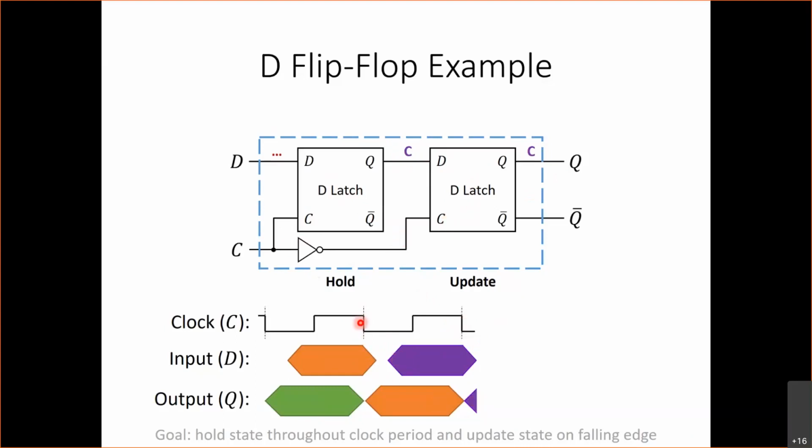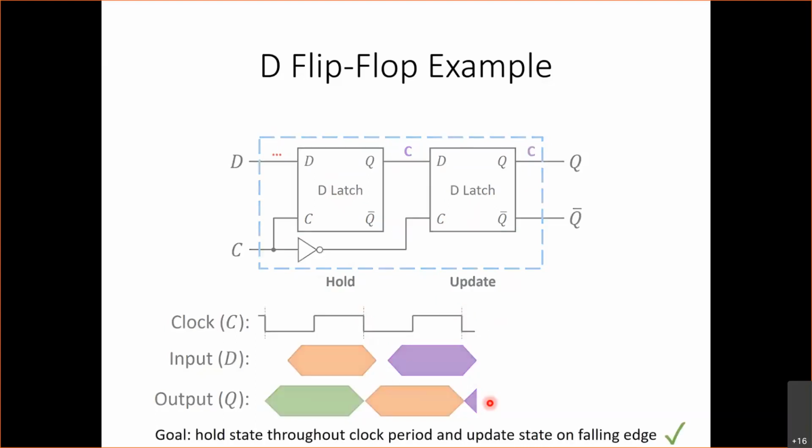So here at the falling edge, the input was orange, was B. So here the output's going to become this orange B. Here, when we have another falling edge, the input was C. So we're going to have a new value at the output, which is C. Right. So this is exactly what we are looking for. Now we have a circuit called a D flip-flop, which holds the state throughout the clock period and updates the state on the falling edge.